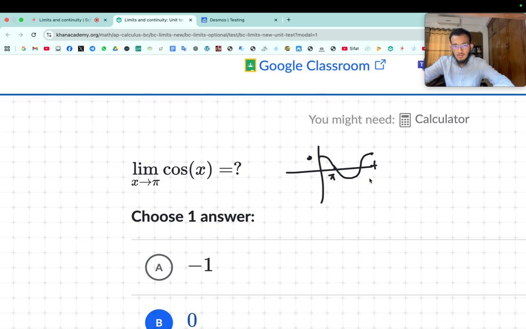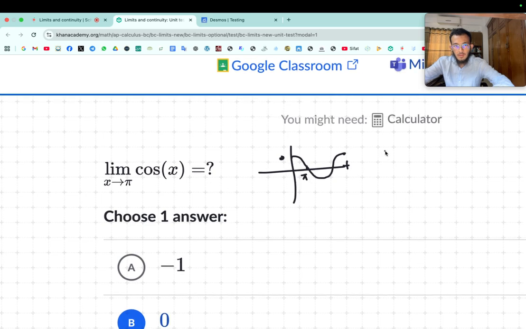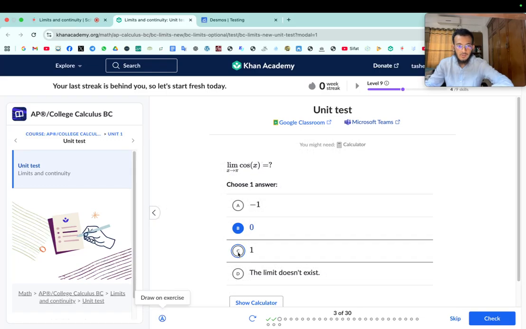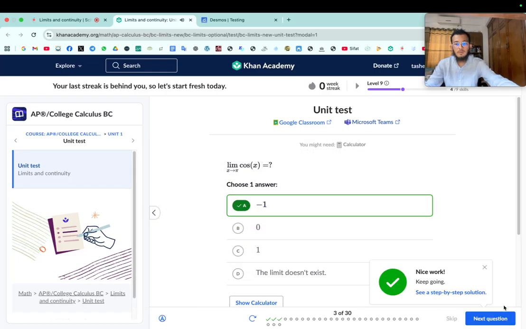wait, cos has a graph of this. So this is 0, this is 1, this is pi by 2, 90. Pi is minus 1 actually, yep. And this is 2 pi, the same thing, so it's minus 1 actually, not 0. Yep.